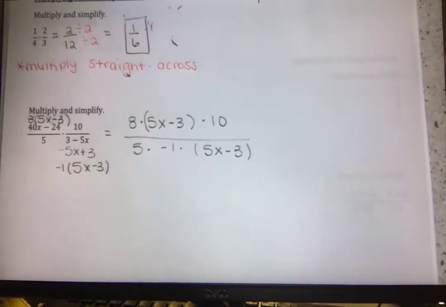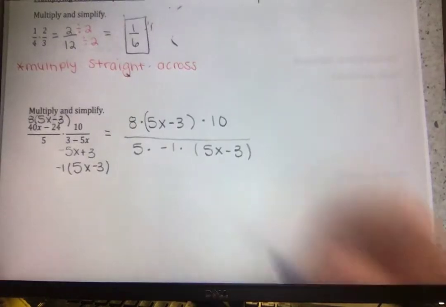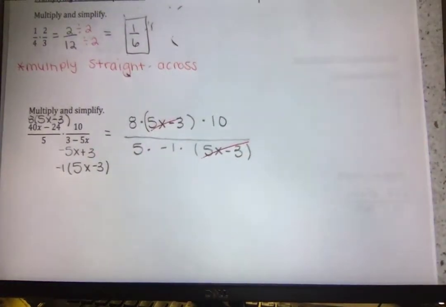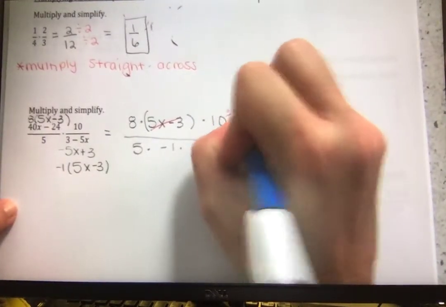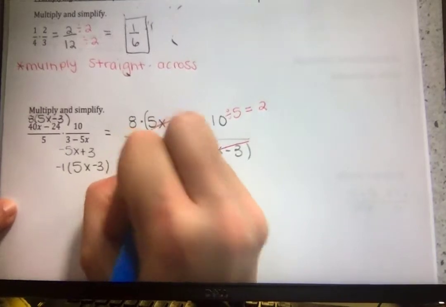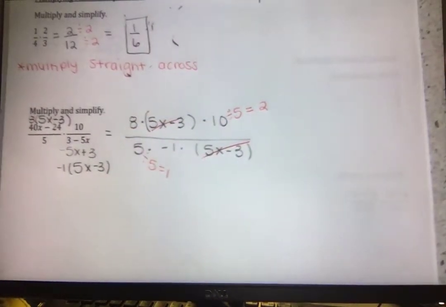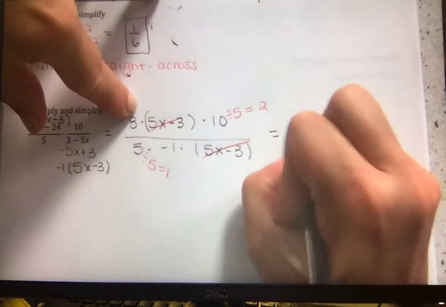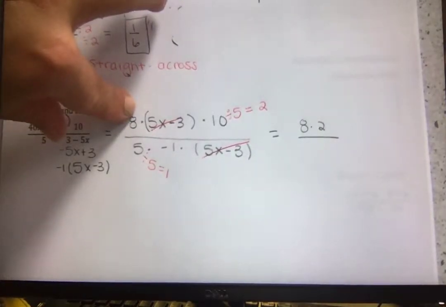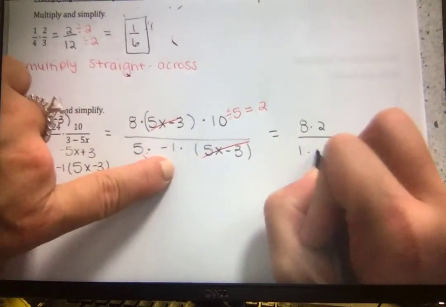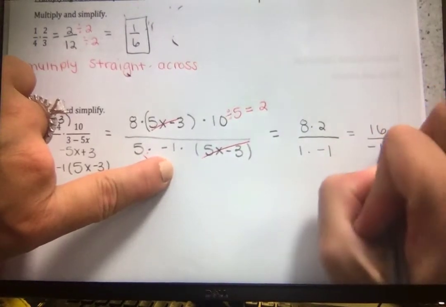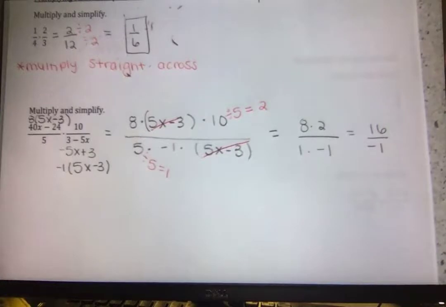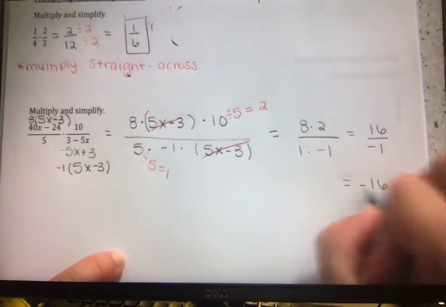So now looking at this, what factors can cancel? 5x minus 3. 5x minus 3. What else do you see? We could take the 5 and 10, reduce it down to 2. Perfect. So I can take out a 5 on the top and the bottom, and we're left with 2 up top and 1 on the bottom. So now multiplying across, 8 was left over and 2 is left over up top. If you want to write 16, go for it. All over 1 times negative 1 will give us 16 all over negative 1. So 16 divided by negative 1, negative 16.